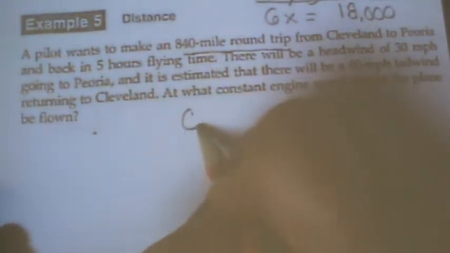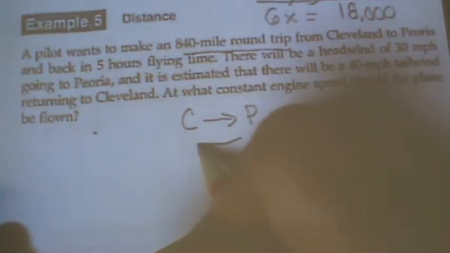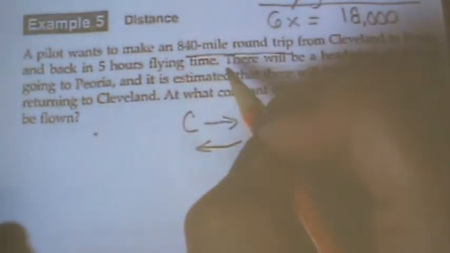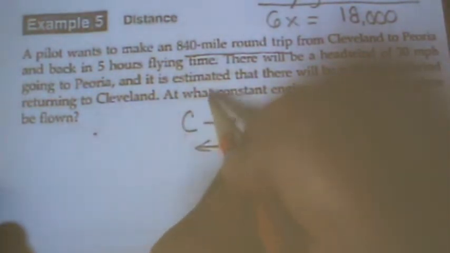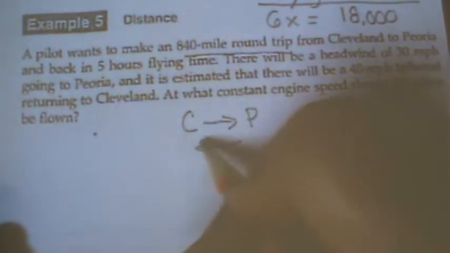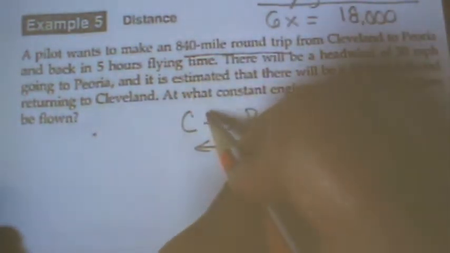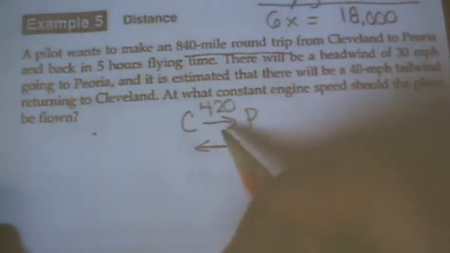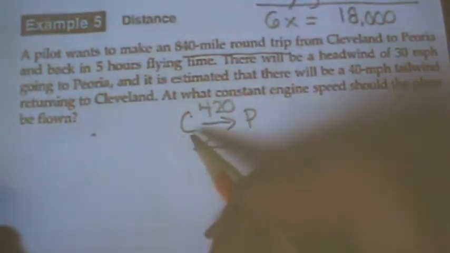So from Cleveland to Peoria and then back is 840 miles. I got you. So what's one way then? 420. Is the distance going to change from point A to point B? No. So what's half of 840? 420. So you're going to go 420 miles one way, and 420 the other way.